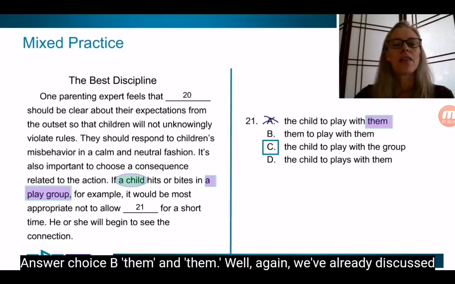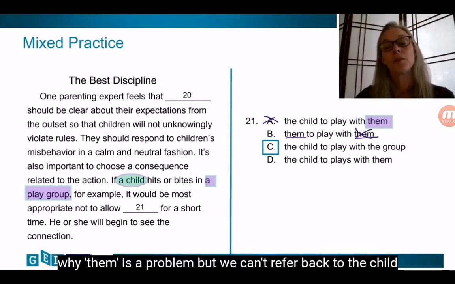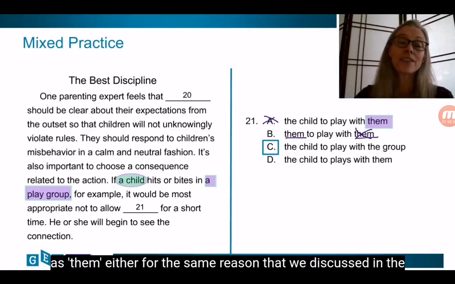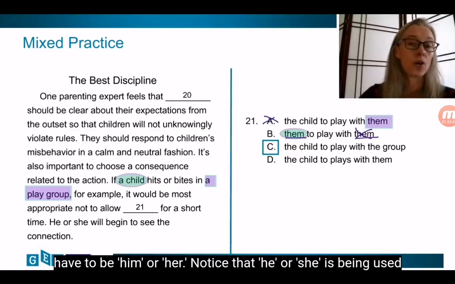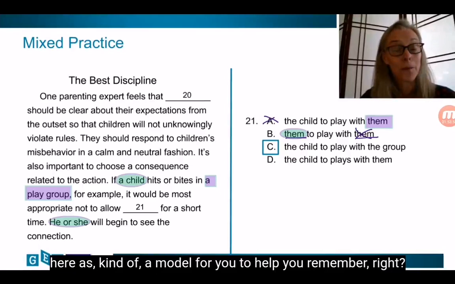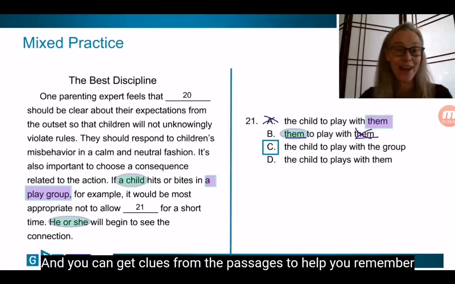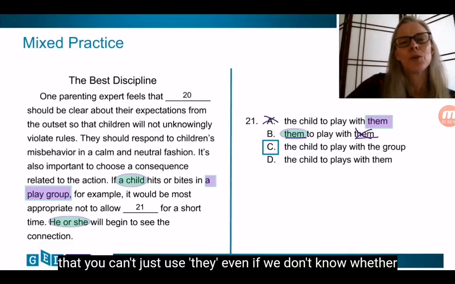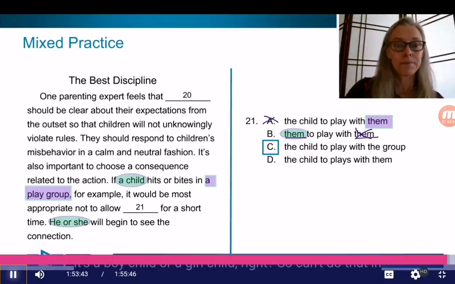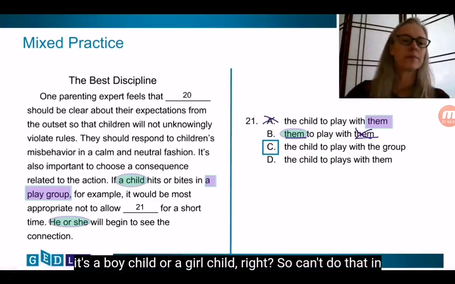Answer choice B, them and them. Well, again, we've already discussed why them is a problem, but we can't refer back to the child as them either for the same reason that we discussed in the previous question. It is a single child. A single child would have to be him or her. Notice that he or she is being used here as kind of a model for you to help you remember, right? And you can get clues from the passages to help you remember that you can't just use they, even if we don't know whether it's a boy child or a girl child, right? So can't do that in answer choice B.